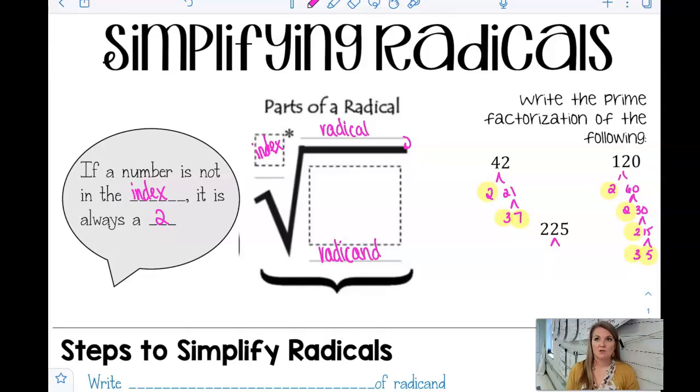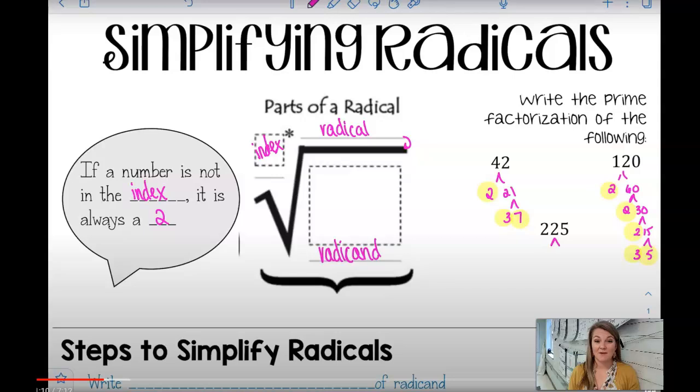225, 2 won't go into it, 3 will. The other thing that will go into 225 is 5. It ends in a 5. So if I see 5s, I usually go with 5s. But I'm going to go with my rule of starting with 2 or 3. So I'm going to go with 3.